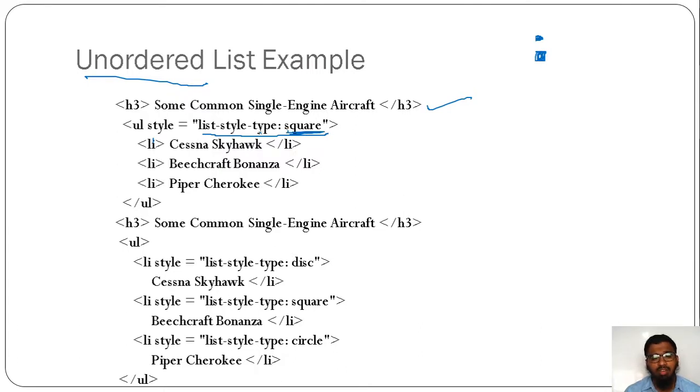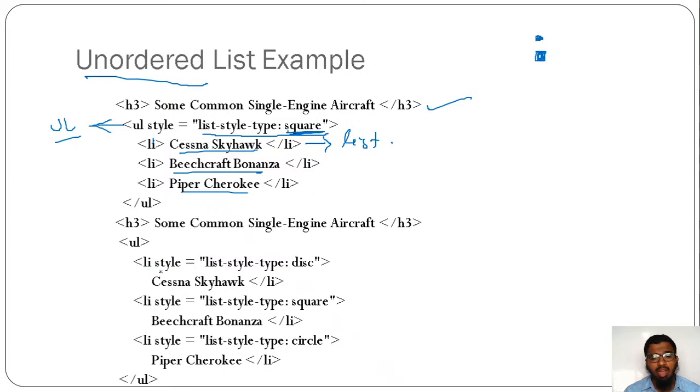The list-style-type is square. LI is written for elements 1, 2, 3. We have three elements and we write them in the LI. LI is nothing but list item, and UL is nothing but unordered list. So this is the first, and second, the H3 "Some common single engine aircraft".